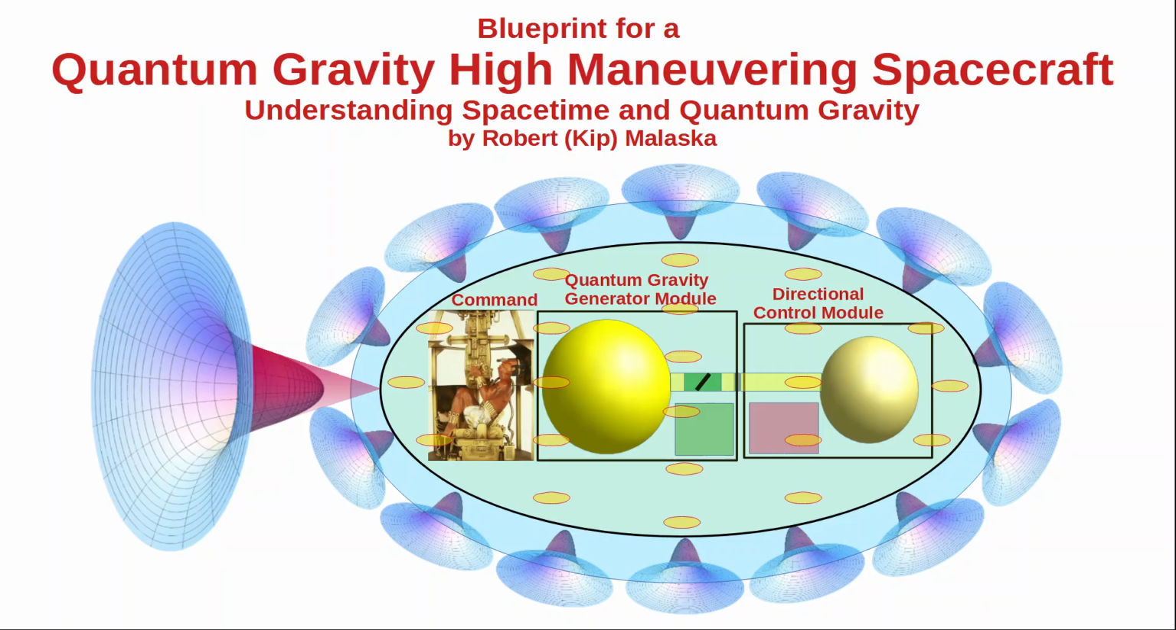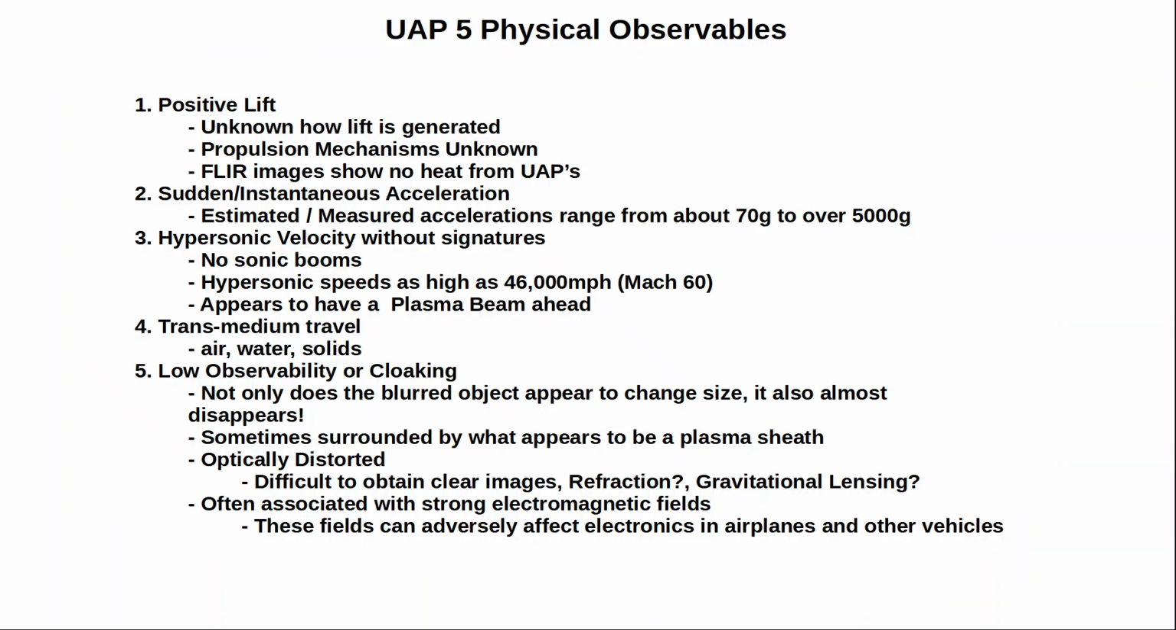I hesitate to call this quantum gravity generator a warp drive, since it implies a possibility to warp space-time to where traveling faster than the speed of light is possible. Perhaps you will agree with my hesitation after I describe space-time along with how the highest gravity object we know, black holes, affects space-time. Here are the 5 UAP physical observables.